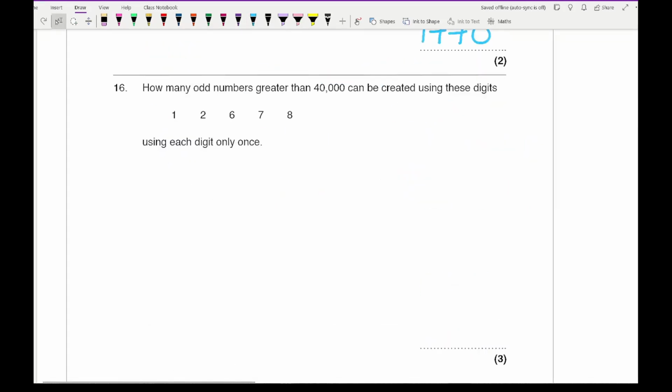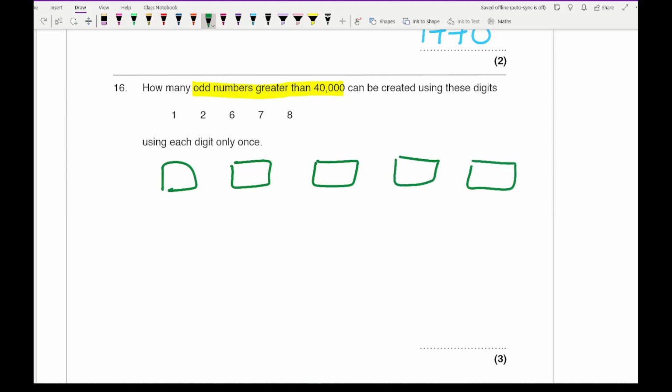So then moving on to question 16, it says how many odd numbers greater than 40,000 can be created using these digits? Now it's really important that we recognize that this question is asking for odd numbers greater than 40,000. So let's first start by representing our 5 digits. Now for it to be greater than 40,000, this number here needs to be 6, 7 or 8. Now, in order for it to be an odd number, this number then needs to end with either a 1 or a 7, and there we go.